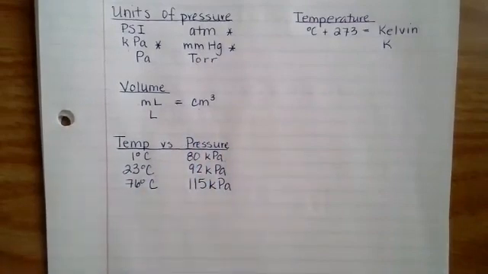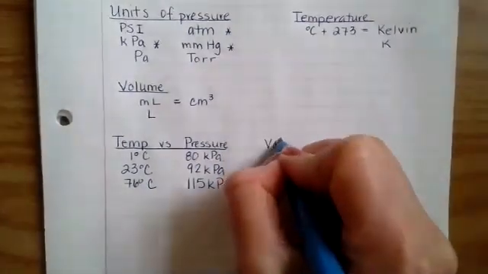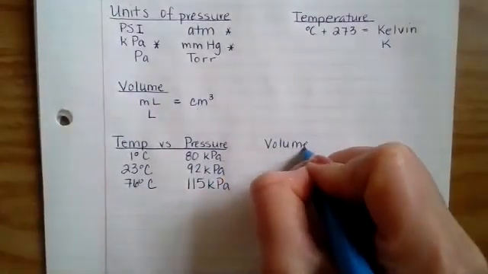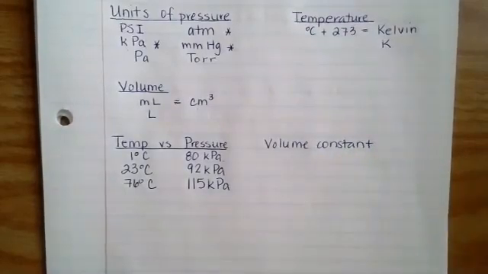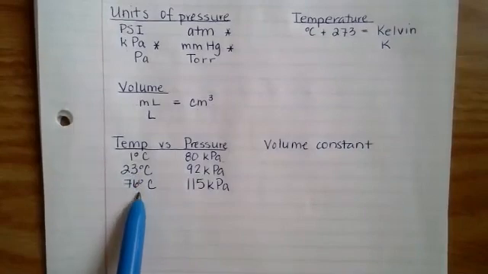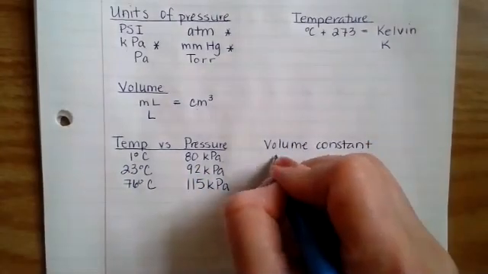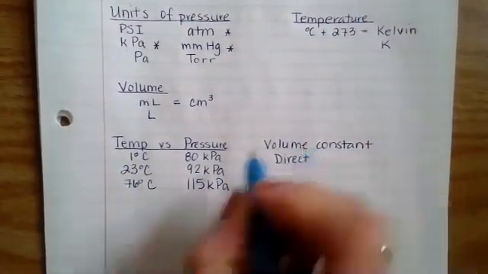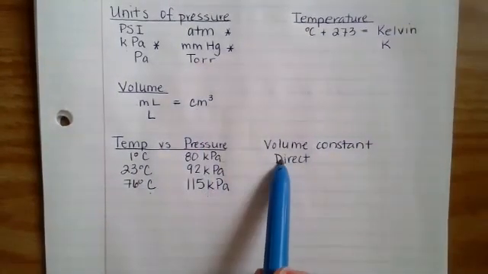There's no mention of volume, and the volume of the water was pretty much held constant, so we'll write that on the side. Volume was constant. Let's look at the relationship. As our temperature increased, you'll note that our pressure was increasing as well. This is considered a direct relationship. As one increased, the other increased directly.